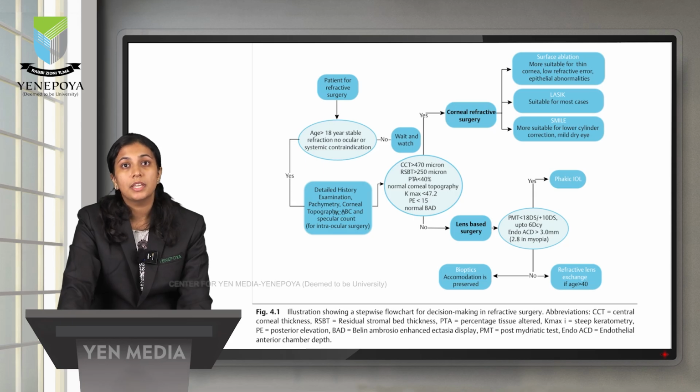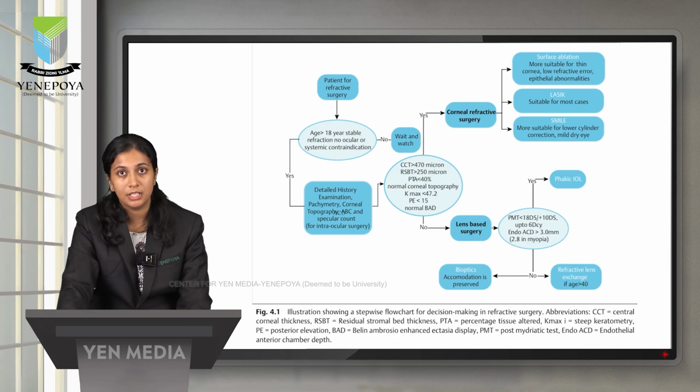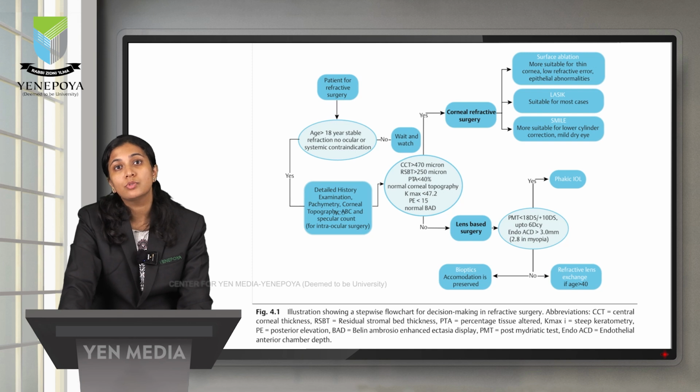Here, if the PMT is less than 18 DS, it's theoretically less than 18, but above 18 are also being taken up. And if the endo-ACD, anterior chamber depth, is more than 3 mm, you can consider the patient for an Indian lens. And if it is 2.8 mm and above, you can take up the patient for collamer or collagen lenses. Now, if these two criteria are met, you take up the patient for phakic IOL implantation.